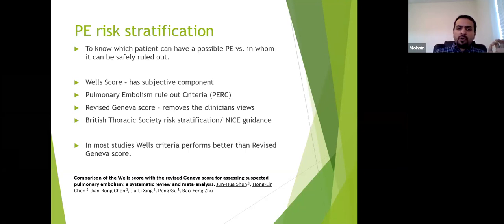What I want you to take home is that it doesn't matter which scoring system you use, because more or less their effectiveness is the same. As long as you use any decision making rule, that is fine. Just use one system, whatever works in your hospital. As long as you're following a decision making tool to stratify these patients, that's fine. In most studies, Wells criteria was found to have a better performance than the revised Geneva score. But as I said, their performance is more or less the same in multiple studies.